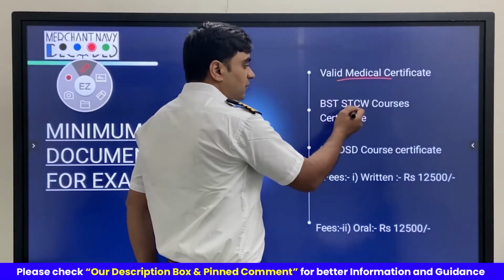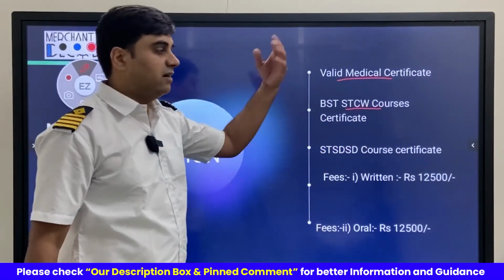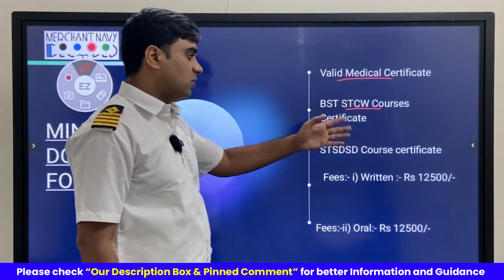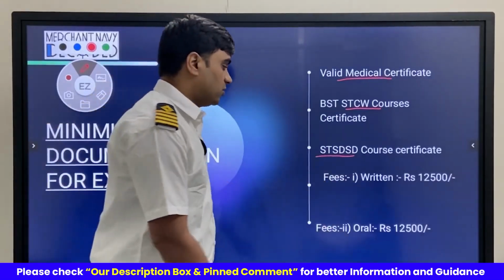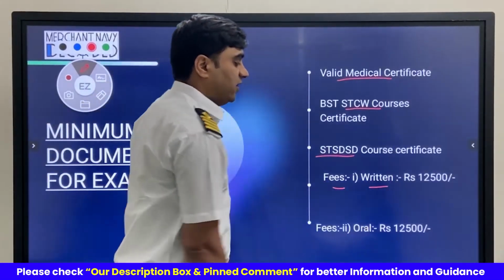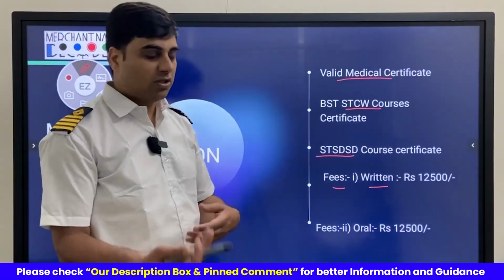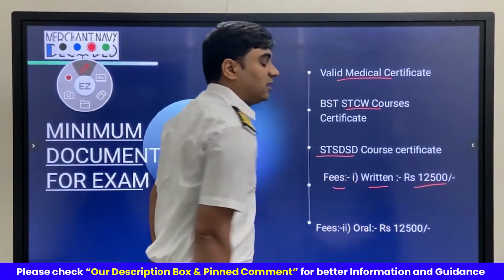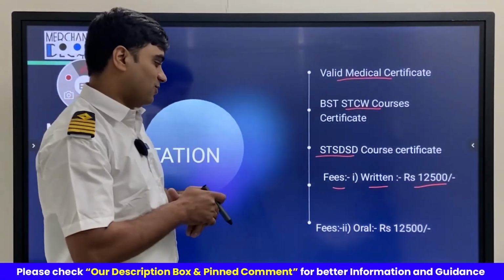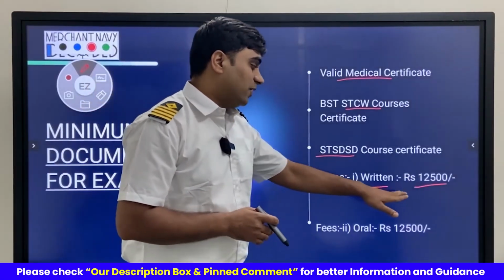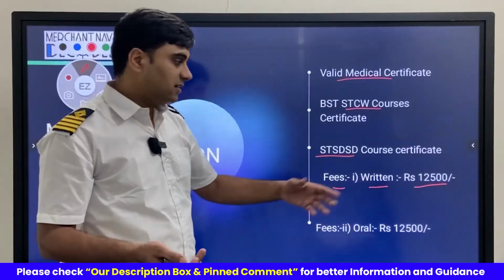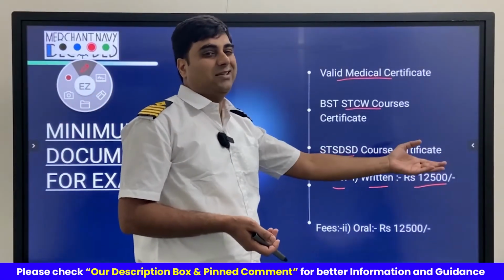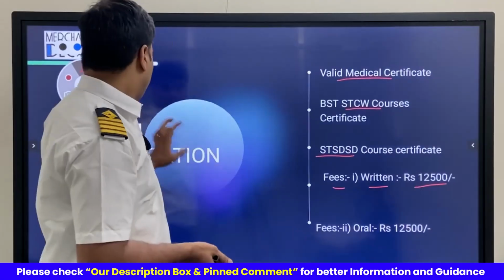Then all the basic and the advanced STCW courses. All those certificates should be there. STS, DSD, as I already told, should be there. Then you pay the fee for the written as well as when you book the oral. For the written it is 12,500, which is quite a lot of money. If you apply for written and oral together, you have to pay 25,000. If you are applying separately, then 12,500 each, right?